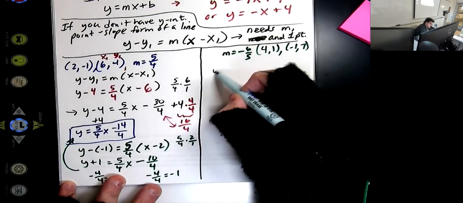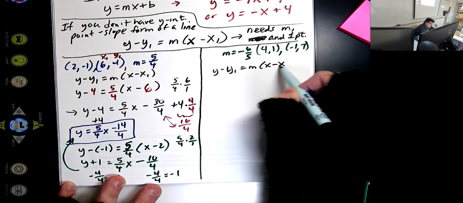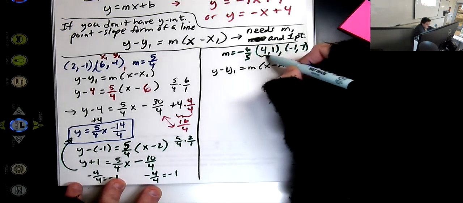Why don't you guys try this here? On this one. With those values. Let's say you use 4,1. Let's call this 0.1.